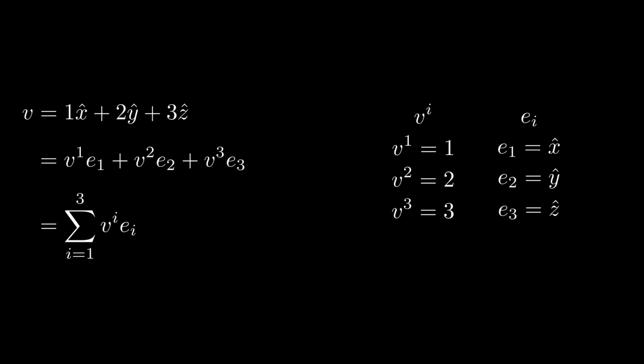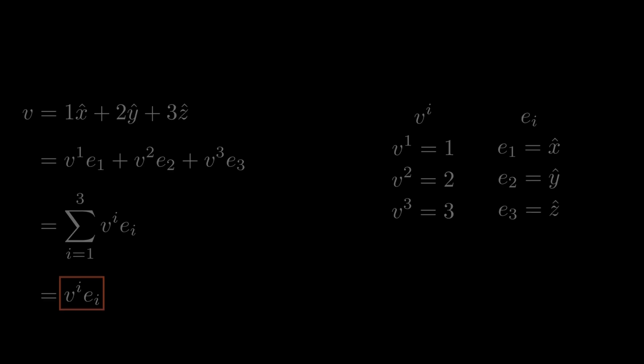If we do not write the summation symbol, but everyone agrees that indices appearing twice in one term means it is summed over, then we can save some space and simply write the vector as v^i e_i. This is Einstein notation. Anytime you see indices appearing twice in a term, you must sum over all their values.